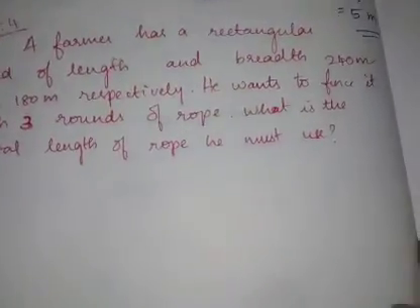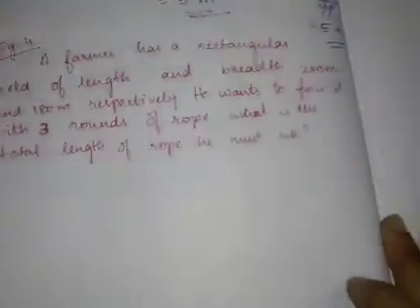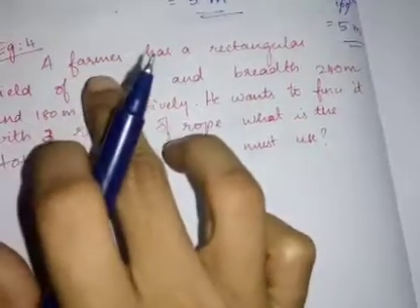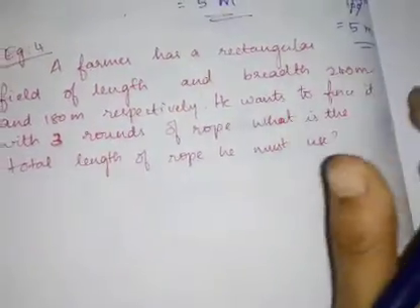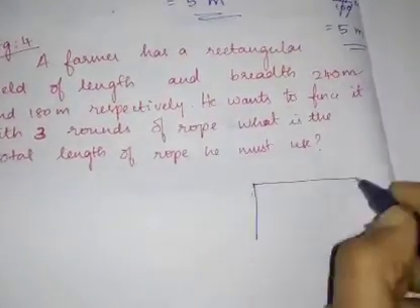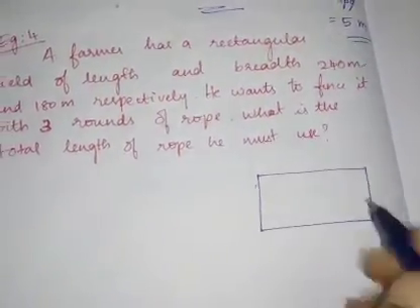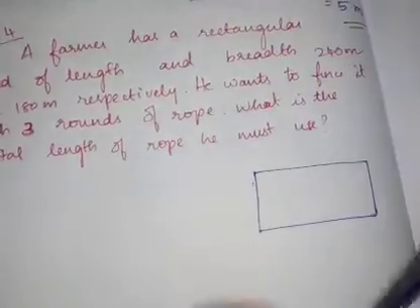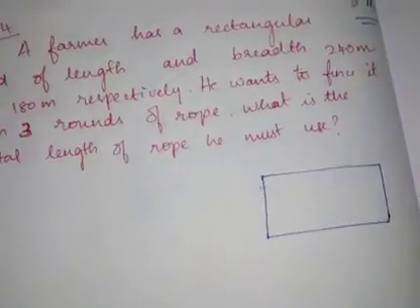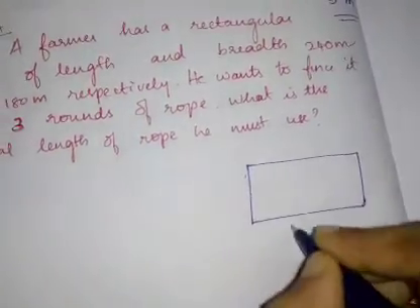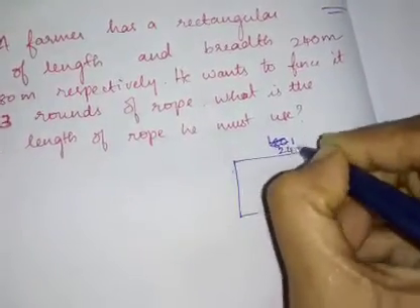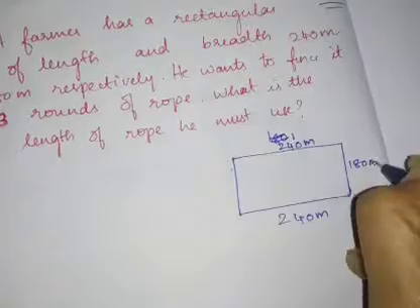Next is your example number 4. What's the question, children? A farmer has a rectangular field of length and breadth 240 meter and 180 meter respectively. So a farmer is having a rectangular field. Field means you know that farm, that paddy field is there, no? Like that you consider it. That is in the shape of a rectangle. What is the length and breadth of that field? Length is 240 meter, breadth is 180 meter.